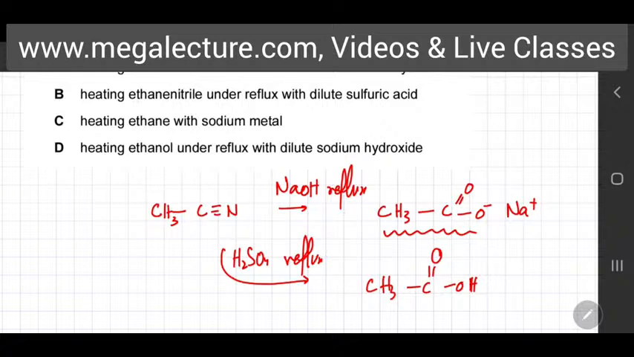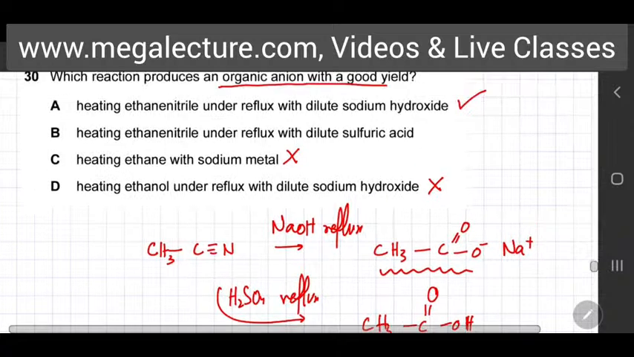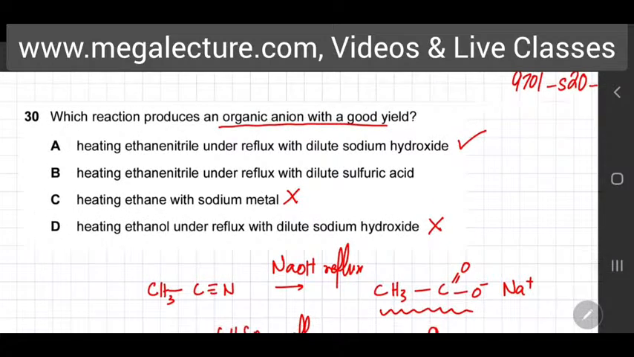Alkanes have no reactions with metals. They pretty much have no reactions, just a few reactions. Ethanol with NaOH, again, it's not going to react, as alcohols are not acidic. They only react with very reactive sodium metal. So the correct answer is going to be option A. That's A.